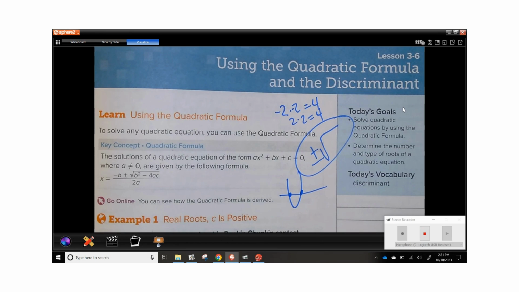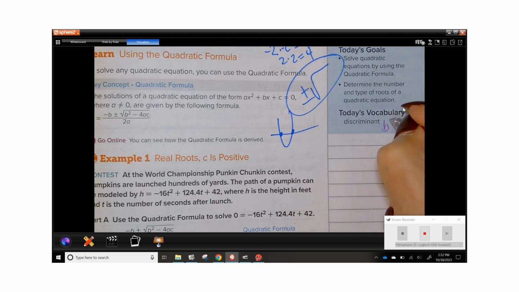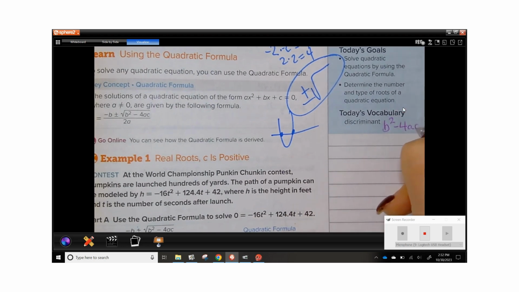Hello, today we're going to use the quadratic formula and the discriminant. This book is a little written in, but I'm going to write more. The quadratic formula is hanging in my room. Hopefully you've used it before, but the discriminant is part of the quadratic formula. It is b squared minus 4ac, that part, not the square root of it, that part.